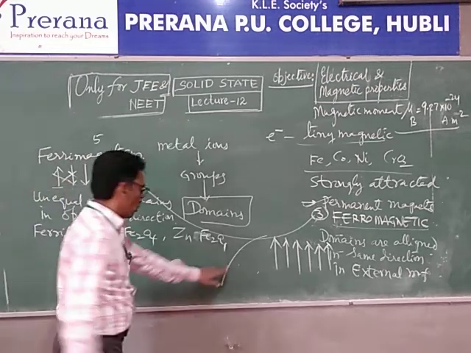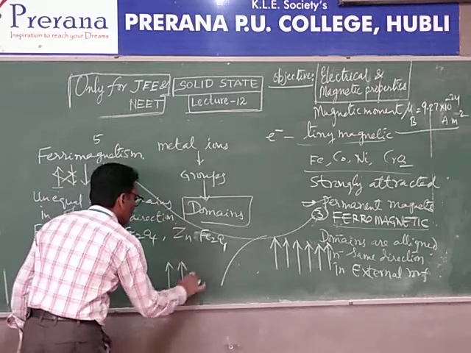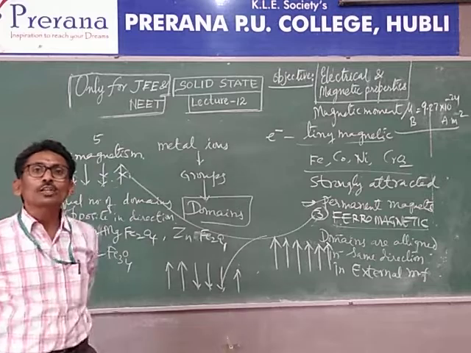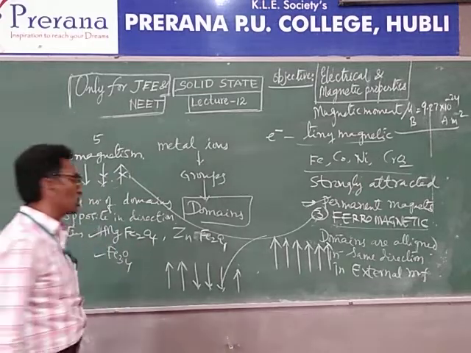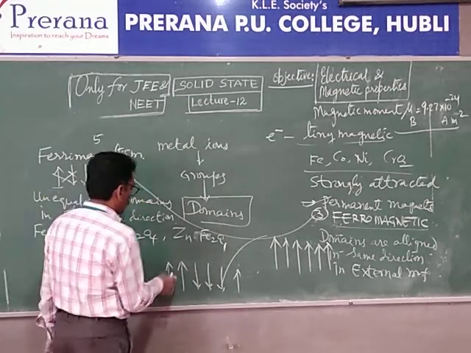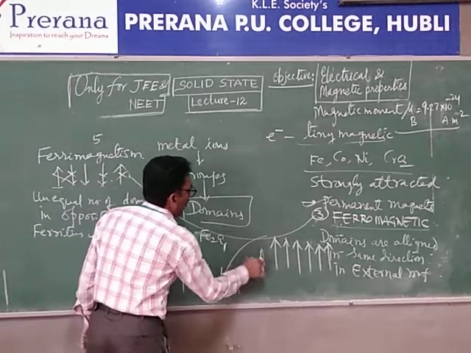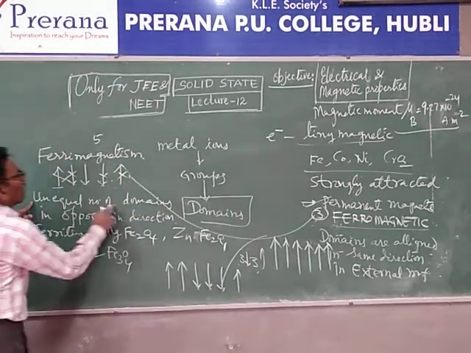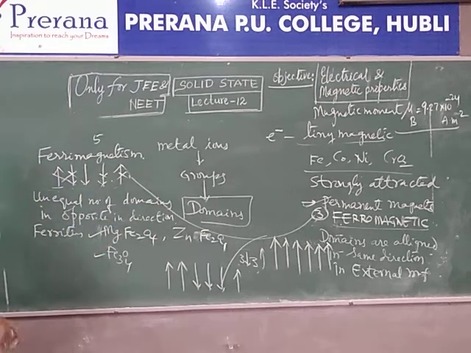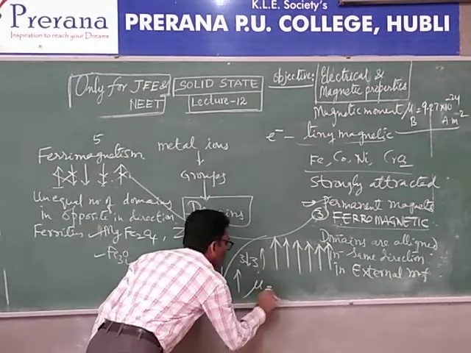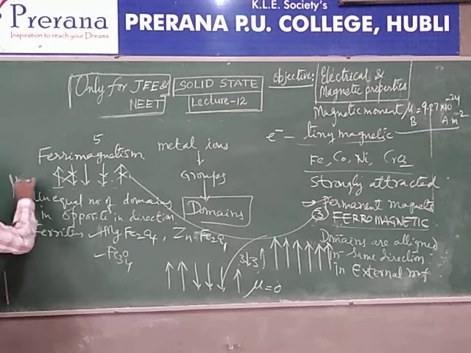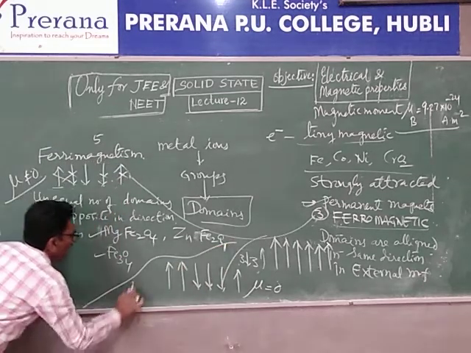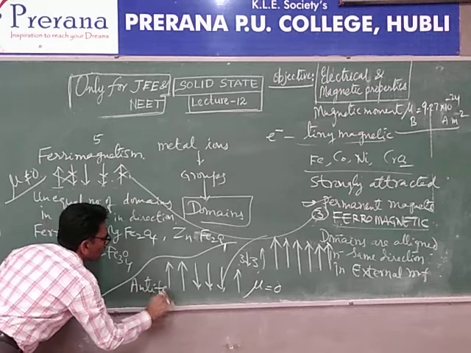In the other case, what is observed? Here 6 domains are present. They are arranged in opposite directions, but equal in number or unequal in number? 3 upward and 3 downward. These are equal in number. So an equal number of domains are arranged in opposite directions. Net magnetic moment is 0. Here net magnetic moment is not equal to 0. That is the difference. And this material is known as antiferromagnetic material.